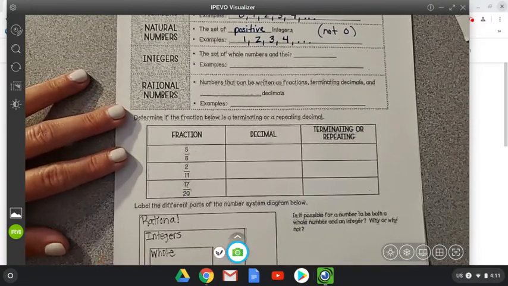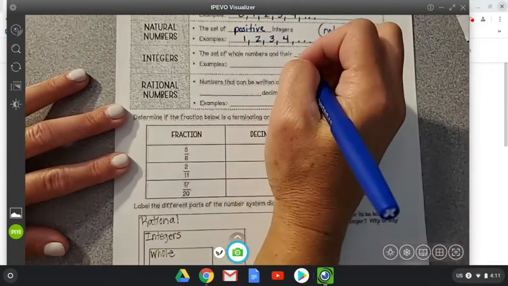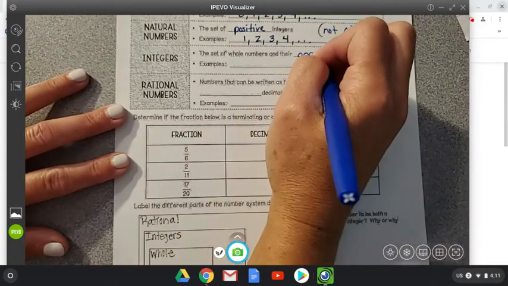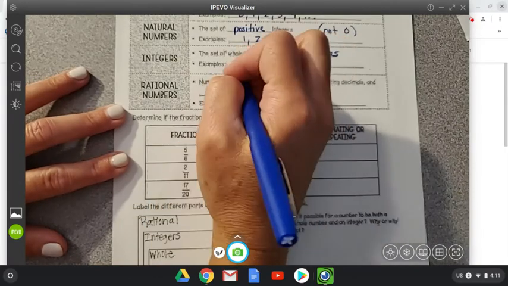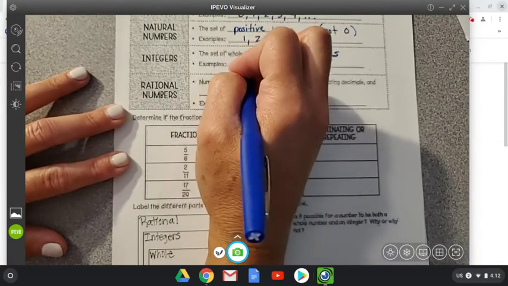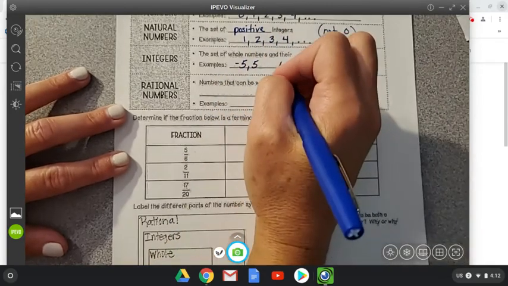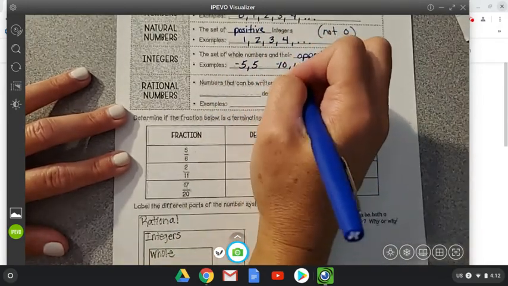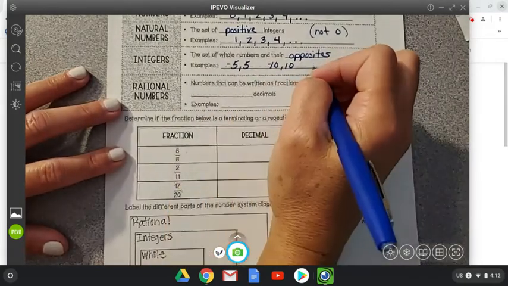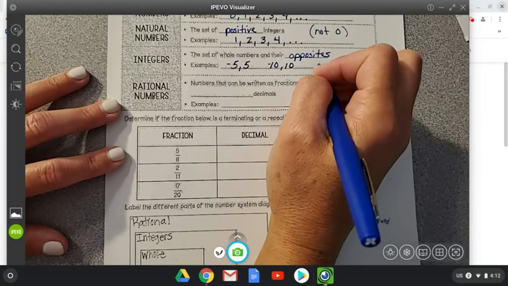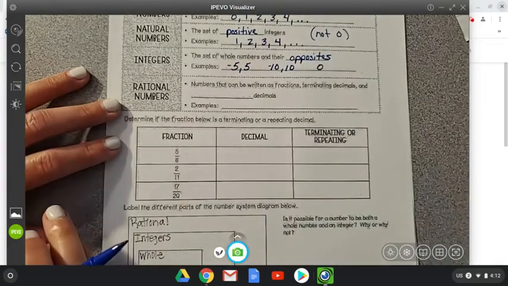All right, next we're going to talk about integers. Integers are the set of whole numbers and their opposites. And so examples of that would be, just picking random numbers here, -5 and +5, -10 and +10. And let's make sure that I point out that 0 is also an integer. So you need to understand that 0 is an integer also.